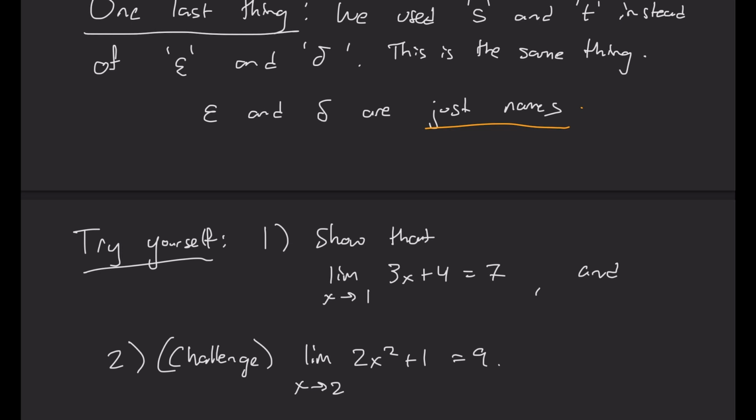Dealing with those squares can be tricky with the limits, so check out this other video that I did where I solve a similar kind of limit, and I talk a little bit about the trickiness of dealing with x squared in an epsilon delta argument.